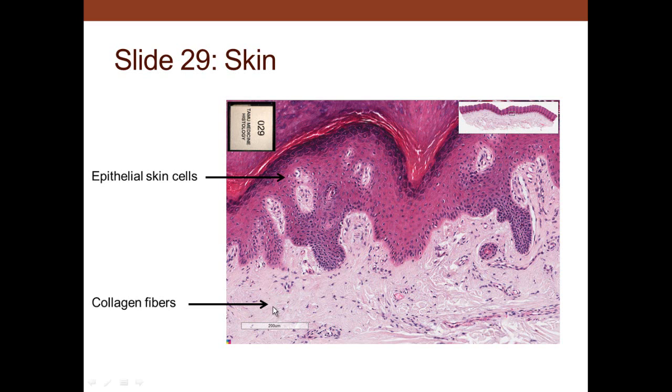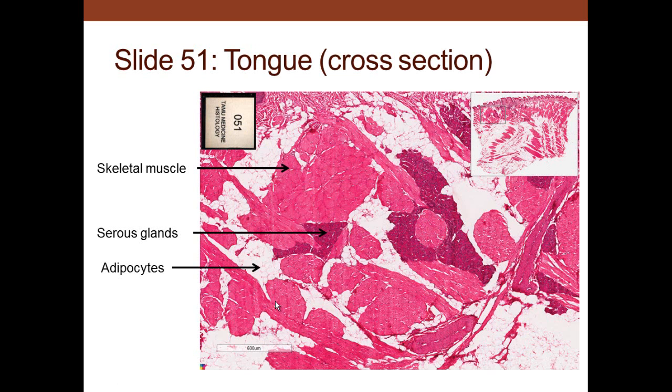And then what we see here is collagen fibers. So there's a fibroblast nuclei, but in between there are the extracellular collagen fibers that we see. Here's a tongue. We can see some different things. There's skeletal muscle that we see through there. There's also serous glands. So this is a glandular structure. We can see these dark things here are serous glands. And there's adipocytes. These are fat cells that are located in through there.